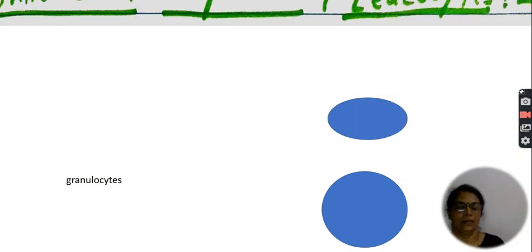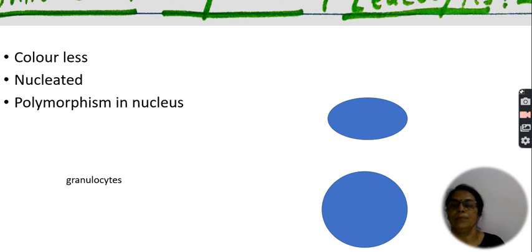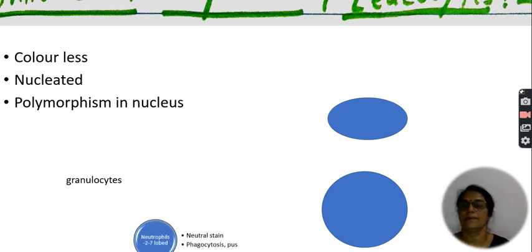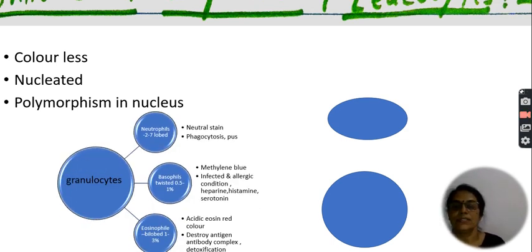Today we will see the white blood cells, WBCs, the blood corpuscles. White blood cells are colorless, nucleated, and polymorphic in nucleus, that is, different types of nucleus are present. Granulocytes means the granules are present, and that's granulocytes.